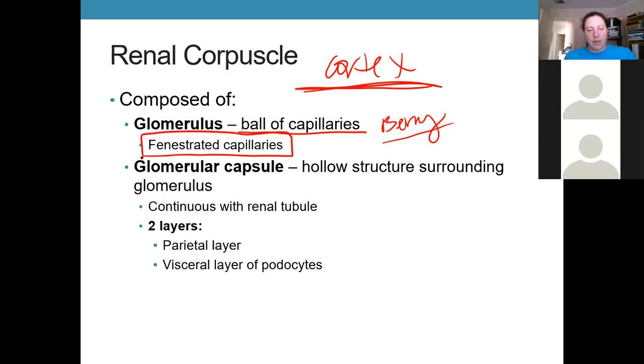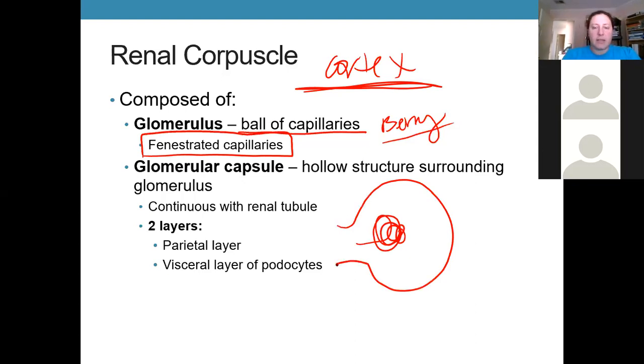Surrounding these capillaries is the glomerular capsule. To capture the fluid being filtered out of the blood, we have to have something around the capillaries. So we've got this ball of capillaries, and around that, we've got a capsule. It's hollow, so there is space in between. That space tends to be filled with the fluid filtering out of the blood. And there are two layers of it.